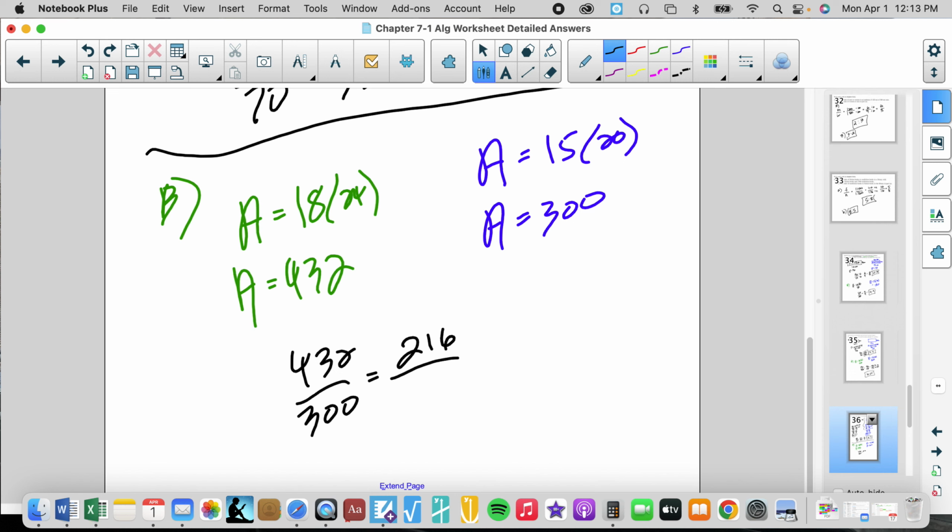1, 6, and 150. 3 goes into those. 3 goes into that 72. And 3 goes into that 50. And we can reduce that.